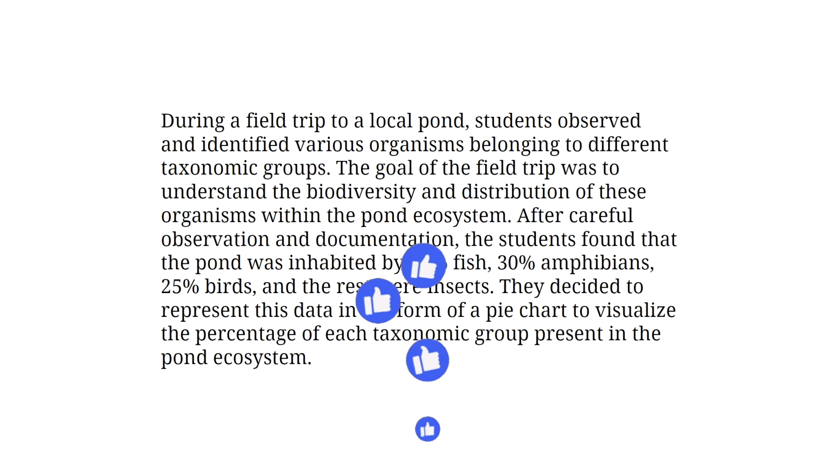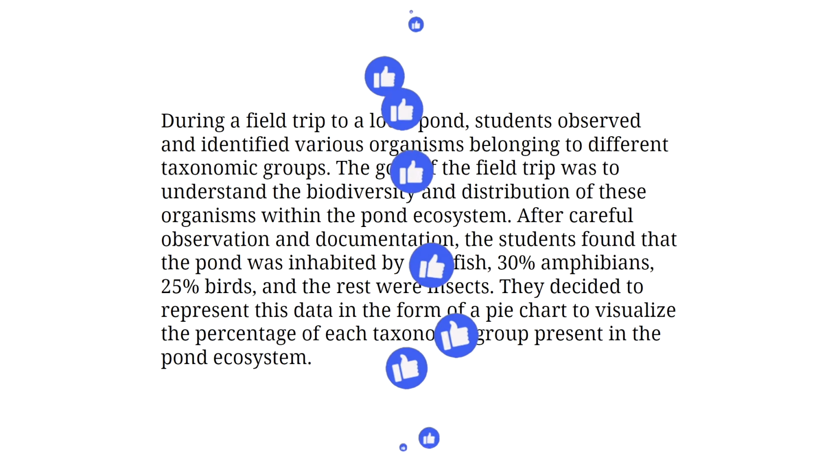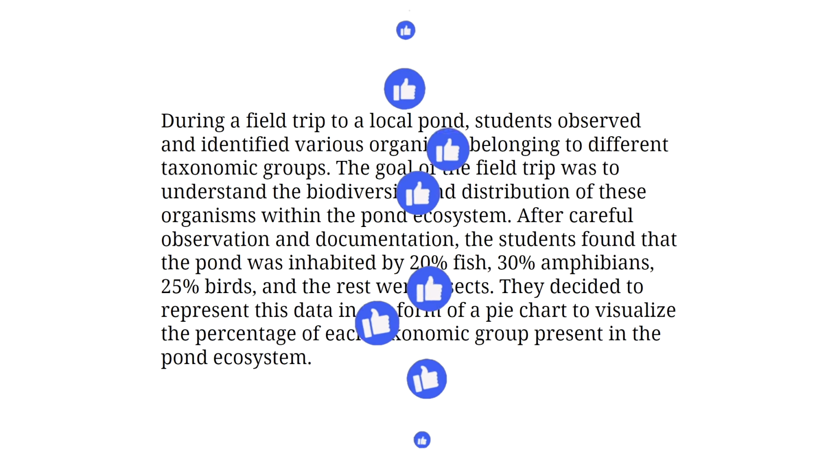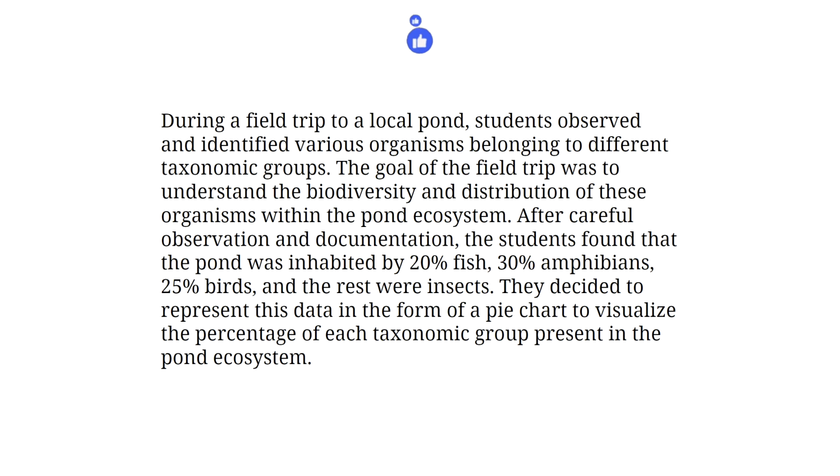During a field trip to a local pond, students observed and identified various organisms belonging to different taxonomic groups. The goal of the field trip was to understand the biodiversity and distribution of these organisms within the pond ecosystem. After careful observation and documentation, the students found that the pond was inhabited by 20% fish, 30% amphibians, 25% birds, and the rest were insects.